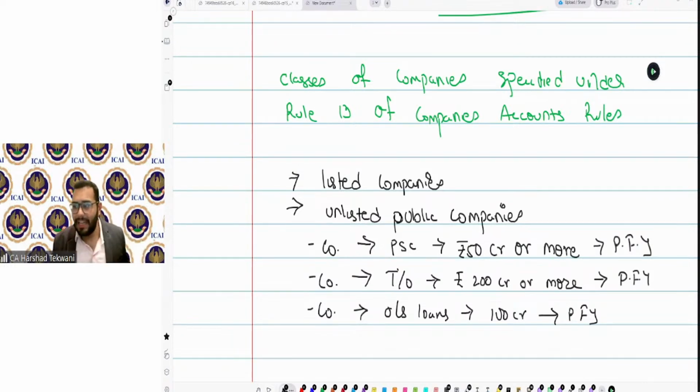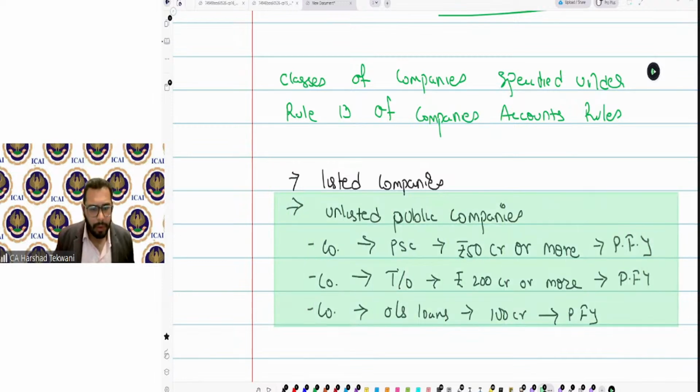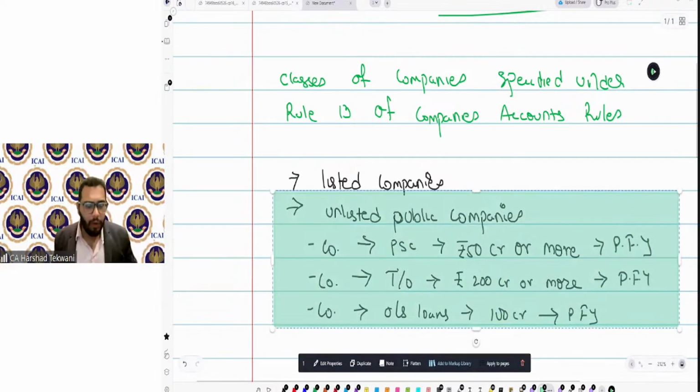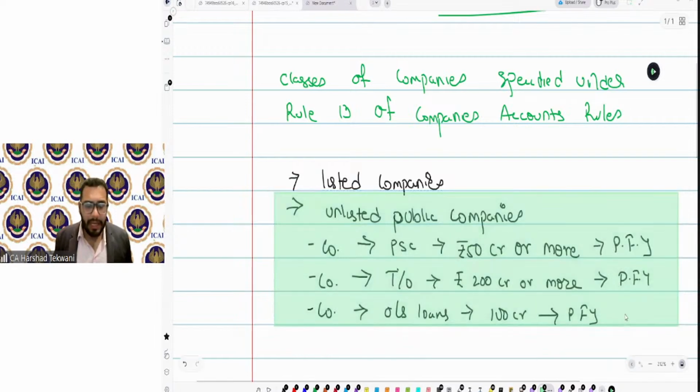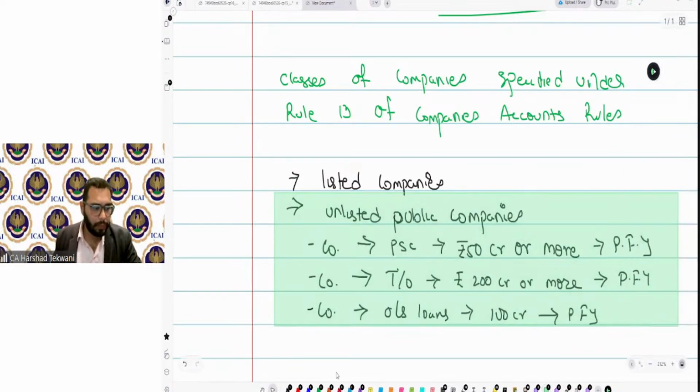If these conditions are satisfied, then this unlisted public company will fall under the purview of Rule 13.